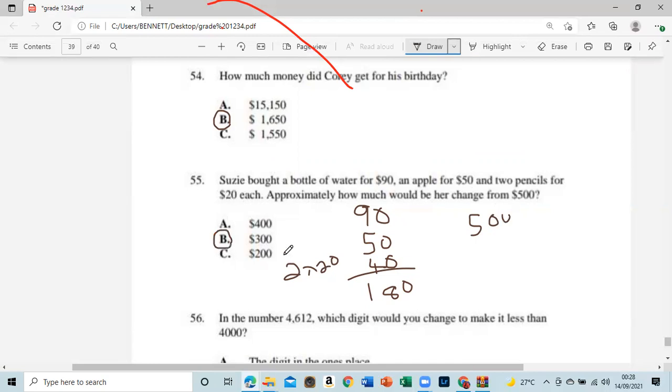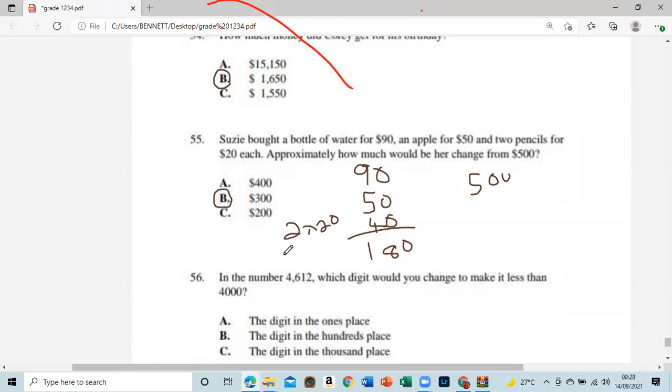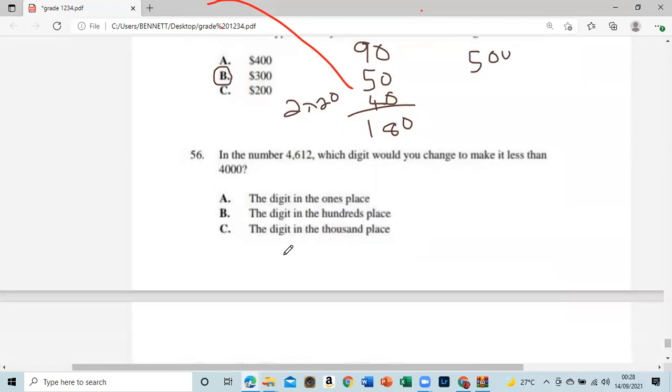All right, it's approximate. It's not equal exactly. Question 56: in the number 4,612, which digit would you change to make it less than 4,000?